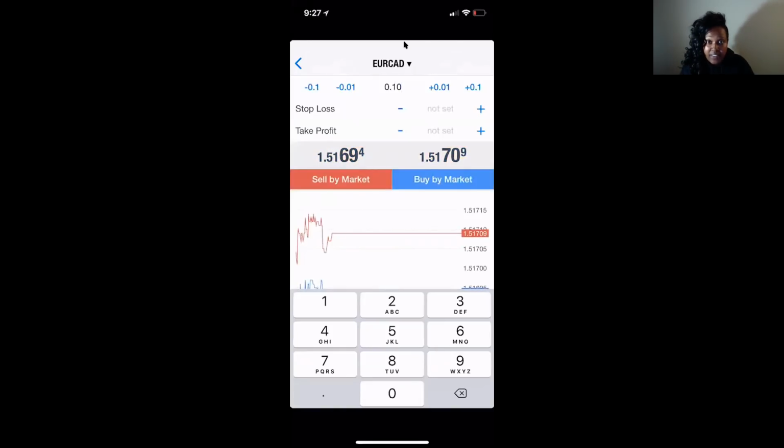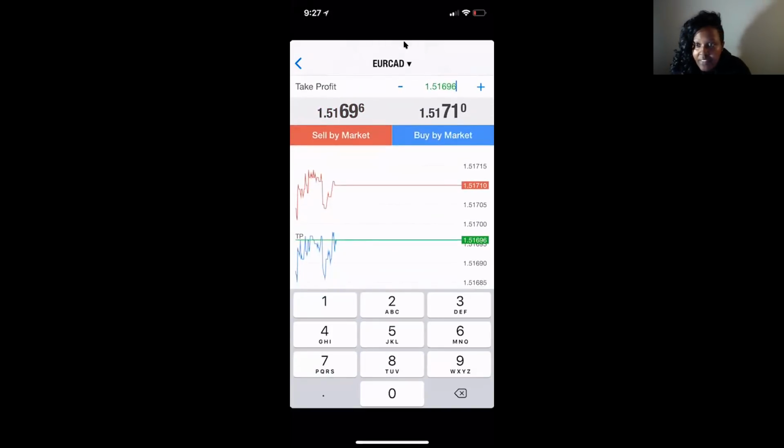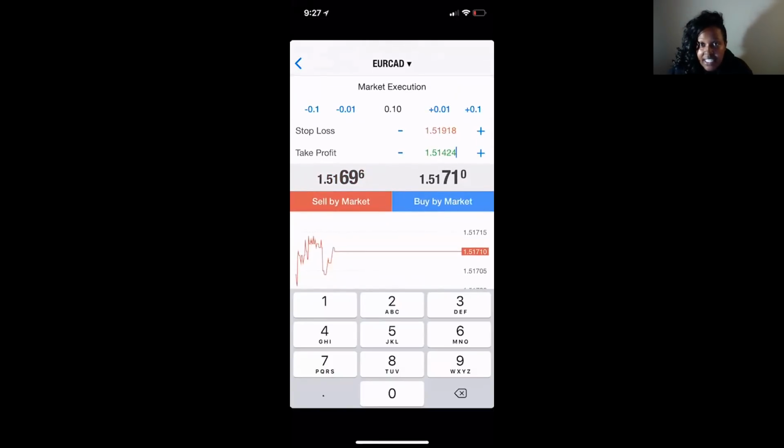They've given us our stop loss, and the stop loss is 1.51918. And then the take profit, like I said, take profit 1 is what I would pick, is 1.51424. And then I would actually hit sell.